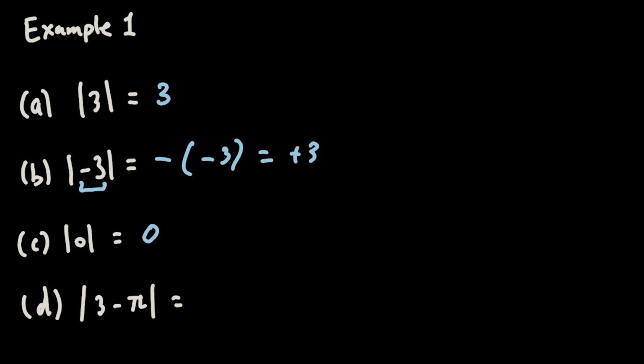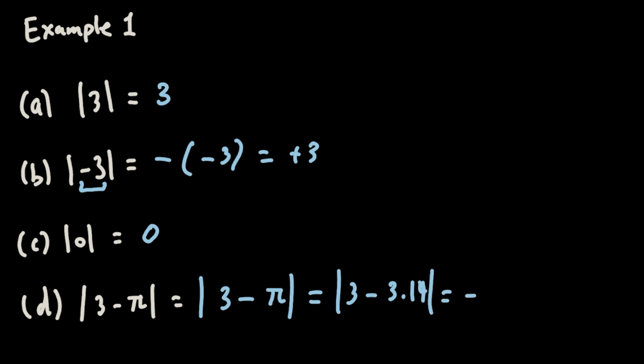D. The absolute value of 3 minus pi. We all know that pi is approximately 3.14, so let's use this value. We have 3 minus pi, which equals 3 minus 3.14. We know that this value is negative, so we get minus (3 minus 3.14) as a result.